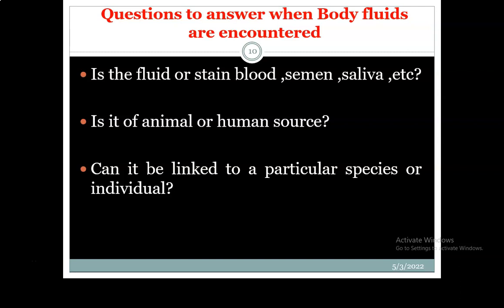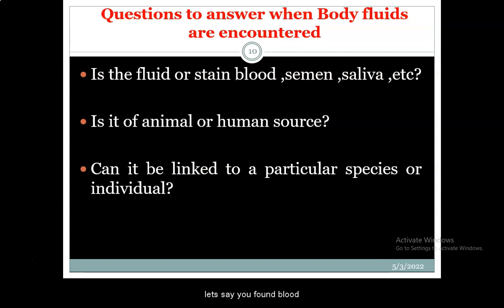Then, once you're able to answer that with what we call a confirmatory test, you go on to your third and final question. That one can also be answered by a specific test. In modern times, it is answered by DNA profiling. And your third question is, can it be linked to a particular species or individual?